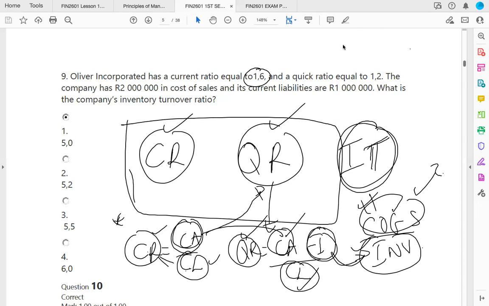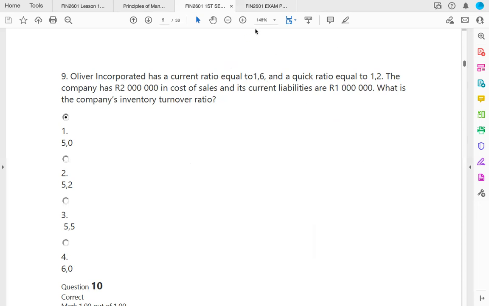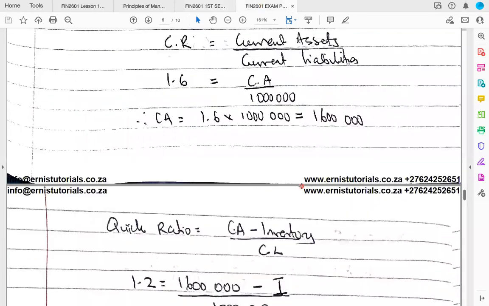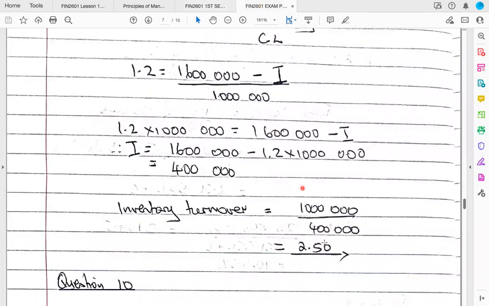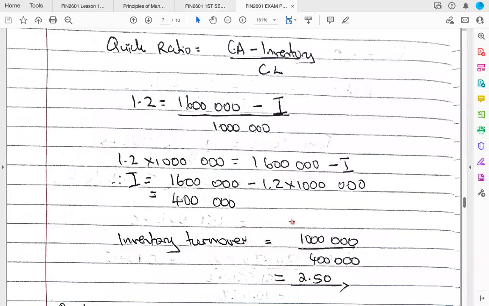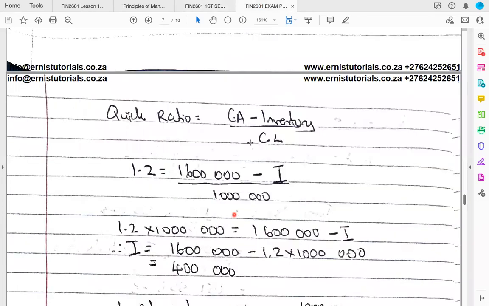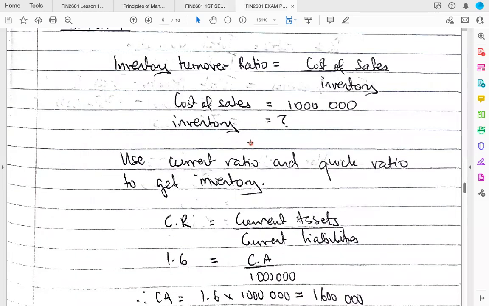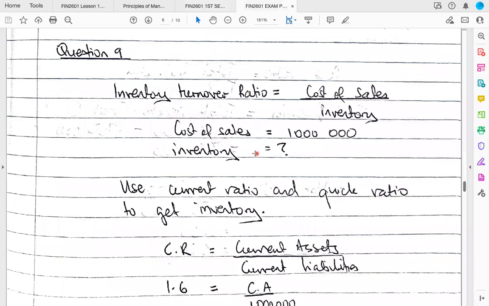Okay, so hopefully you were able to do that calculation and hopefully you were able to get the following answer, 2.5, right? So remember this formula, these three ratios always come together. They're like a triplet, so to say. The current ratio, inventory turnover, quick ratio.